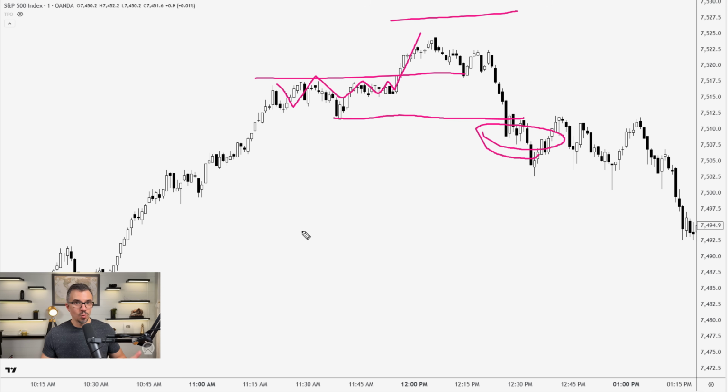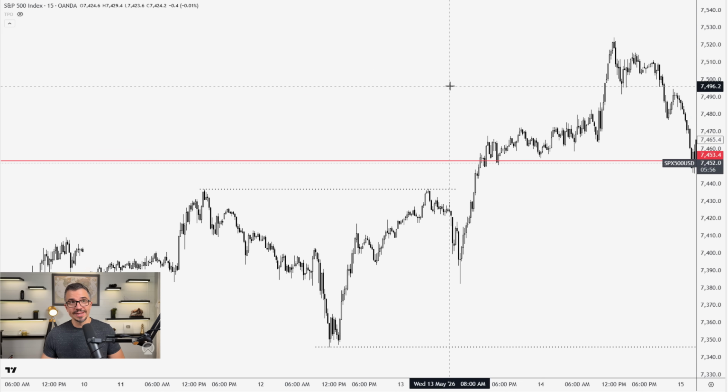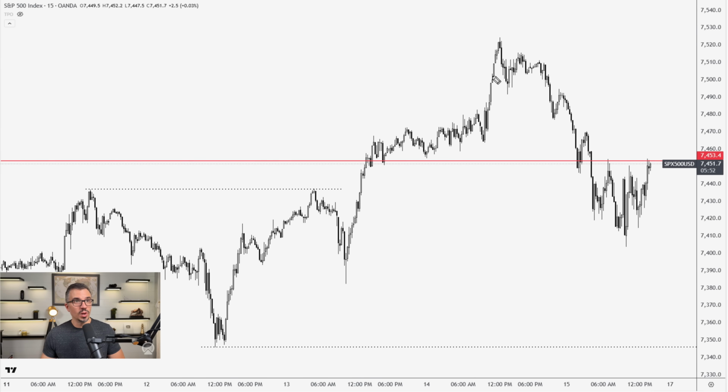Now, why did I do this? Why would I short the S&P 500 with this kind of momentum? And it's very simple. First of all, again, for the reason I just mentioned, we were above that extension. We had what looked like an exhaustive move up. And so far it has been.